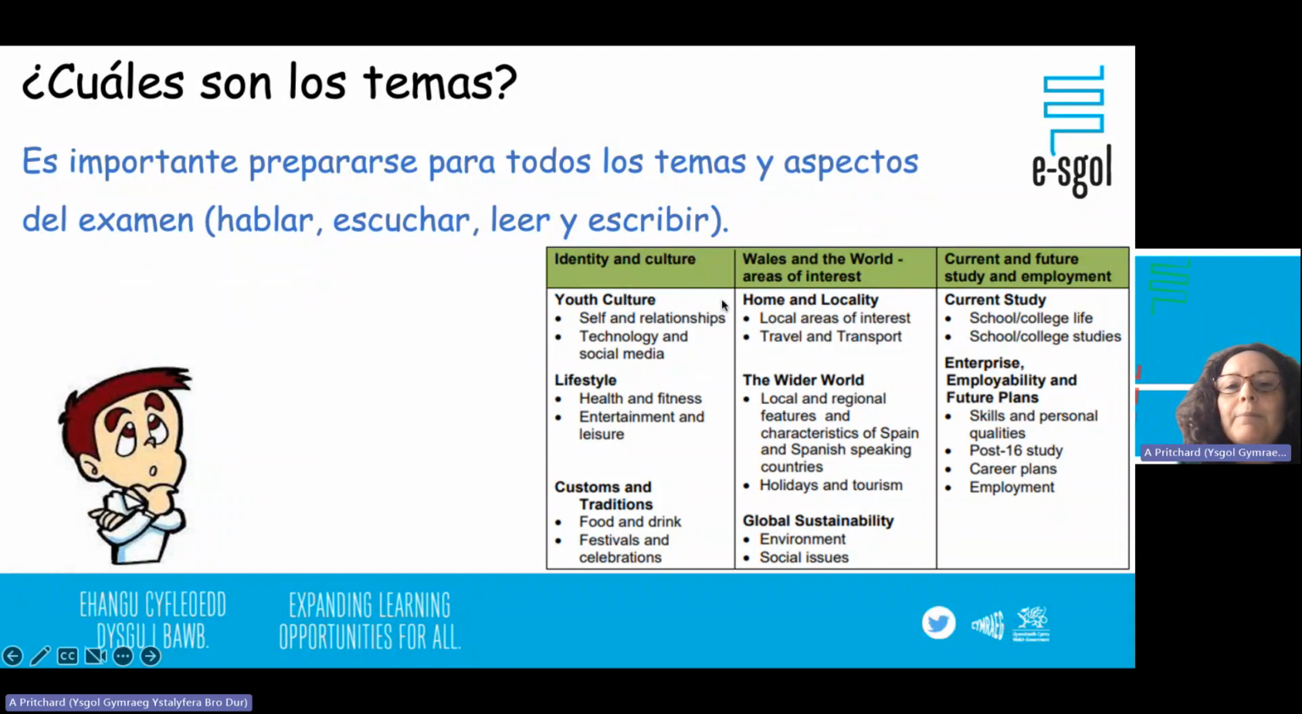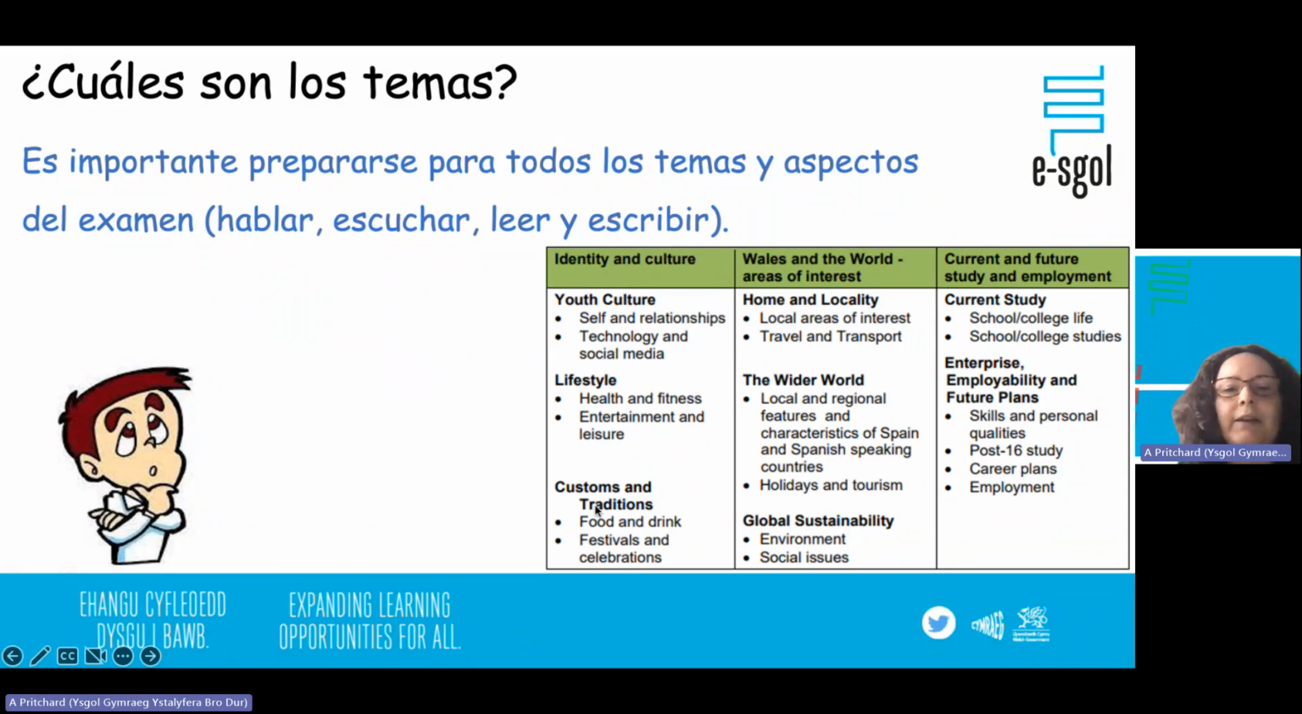So there are three main columns. We have identity and culture, Wales and the world, and current and future study and employment. And I've put here, es importante prepararse para todos los temas y aspectos del examen, hablar, escuchar, leer y escribir. So you need to prepare for all of these themes.